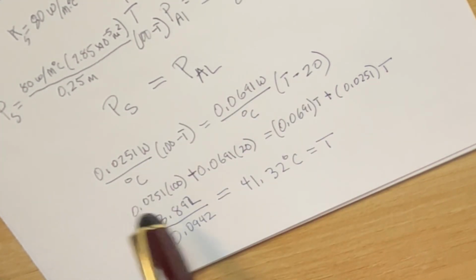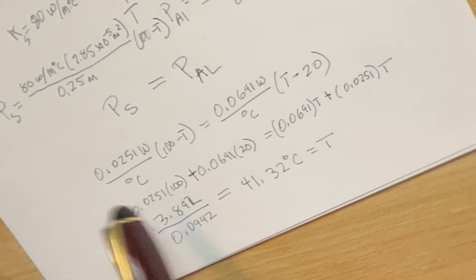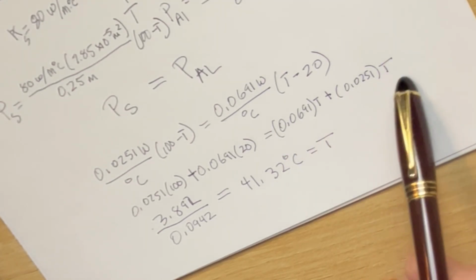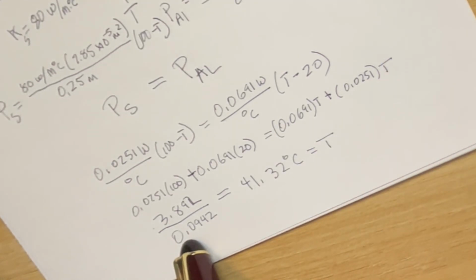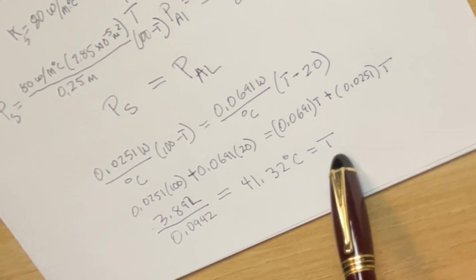I distributed it, put all of the known temperatures on this side and all the unknown temperatures over here, pulled out the T, and then I ended up with this equation down here, and the result is 41.32 degrees Celsius is T.